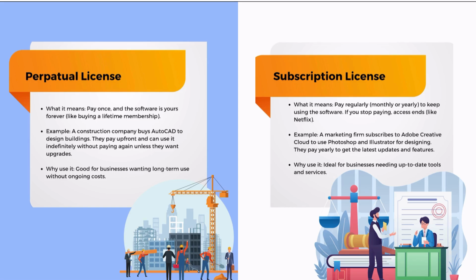Now, the most common and famous one in the current scenario of the world: subscription license. This is like your Netflix subscription. You pay monthly or yearly, and as long as you pay, you have access. Stop paying, and it's gone. For example, Adobe Creative Cloud works this way. Graphic designers pay yearly to keep using tools like Photoshop. If they stop paying, they cannot use it anymore. Why is it good? You always get the latest features and updates.